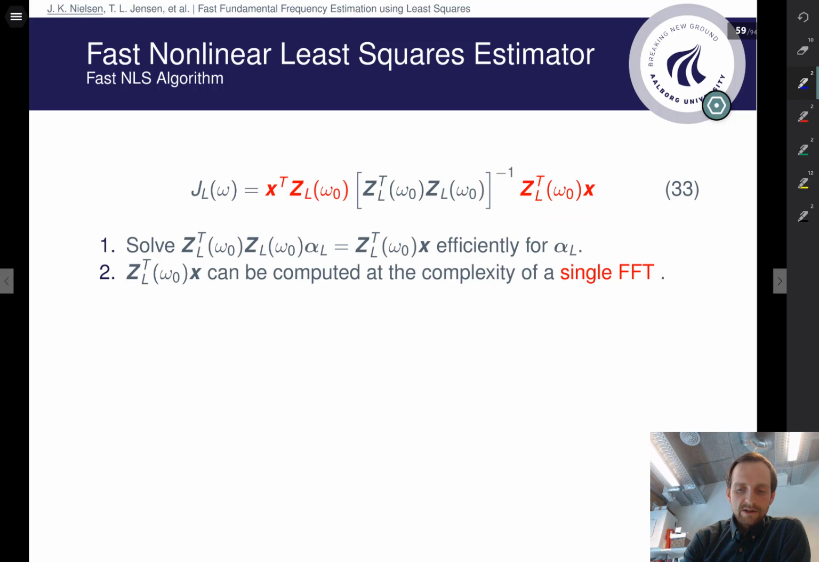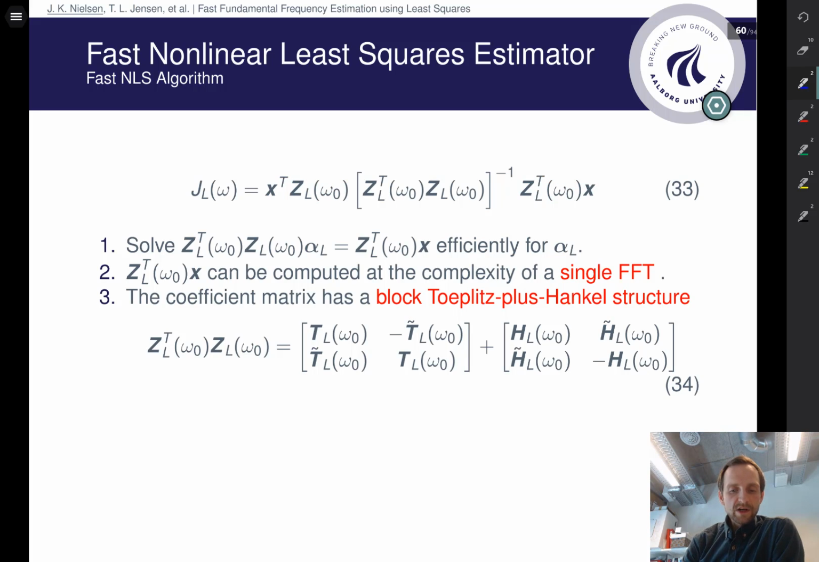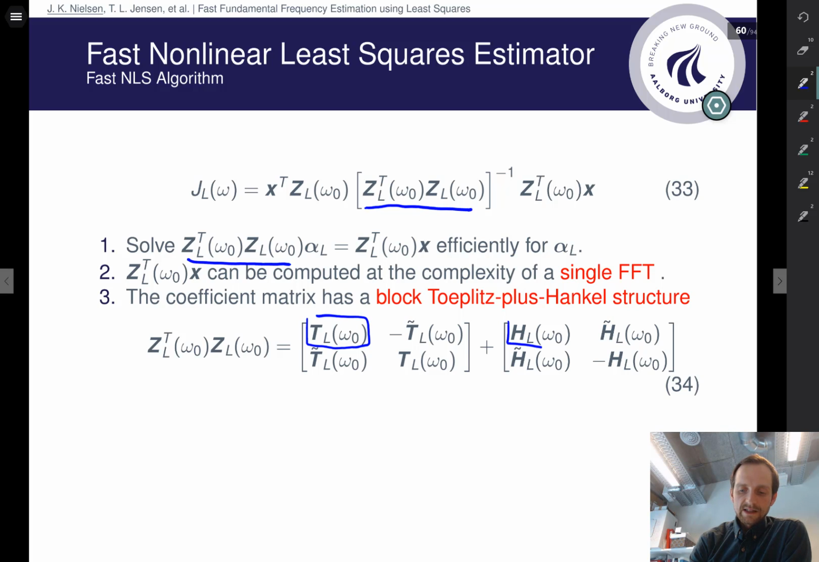The parts here in red can be evaluated efficiently using a single FFT. This is the same as in harmonic summation. If you look at the coefficient matrix, the one we have here, it has a block Toeplitz plus Hankel structure. This T_L matrix here is a Toeplitz matrix, and this H_L matrix here is a Hankel matrix. The same goes for these, which are also Toeplitz matrices, and this is also a Hankel matrix.